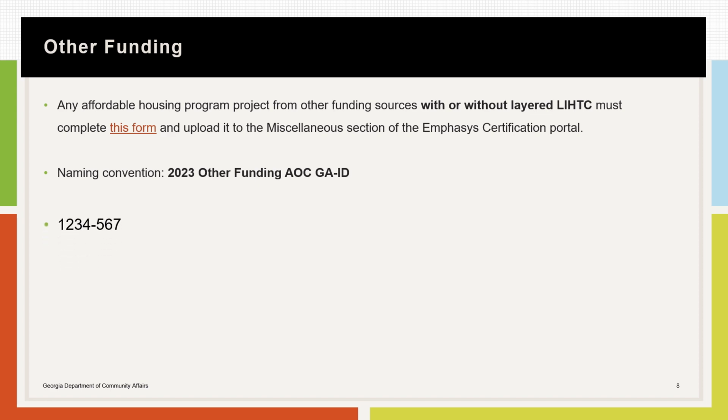Typical assigned Georgia IDs are 4 digits, followed by a dash, followed by 3 digits. However, when the project has other funding or additional funding other than LIHTC, sometimes the Georgia ID has additional characters in it. So be sure that you are providing the accurate Georgia ID for the project.